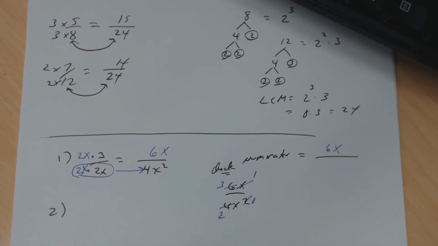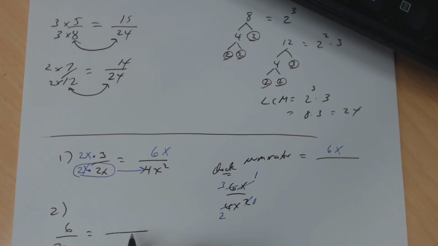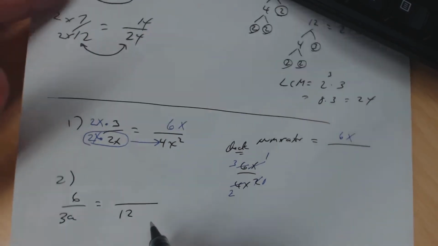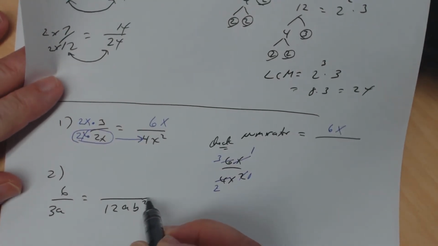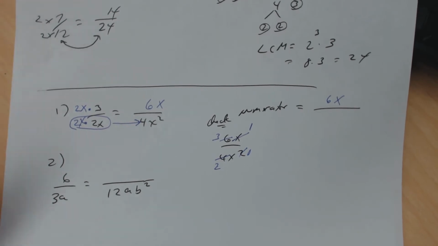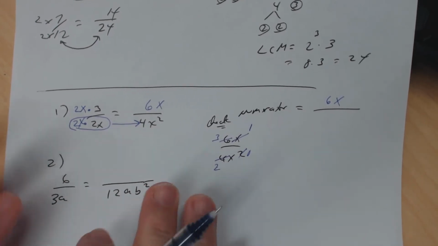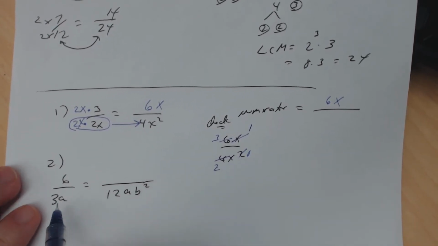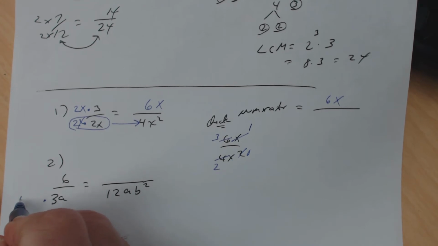Okay, all right, number 2. Suppose we had 6 divided by 3a equals, and I want a fraction with a denominator of 12ab squared. All right, so these are monomials. These were monomials, so no big deal. It's not that difficult. So first of all, look at the coefficient. 3 times what is 12? Well, the answer will be 4. So I'm going to have to multiply this by 4.